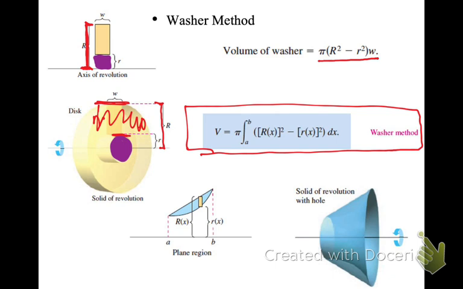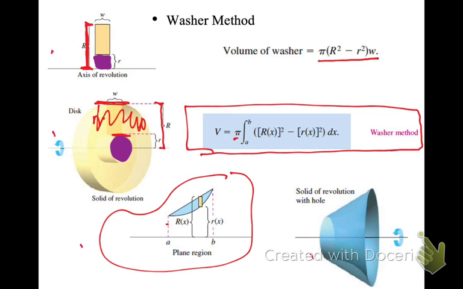So the washer method says pi, because we're a circle, right? The integral from a to b, and if you look at this picture here, it gives you your a to b, of capital R squared minus lowercase r squared dx. So we just have a couple different pictures of what we're actually looking at and rotating and finding the volume of.